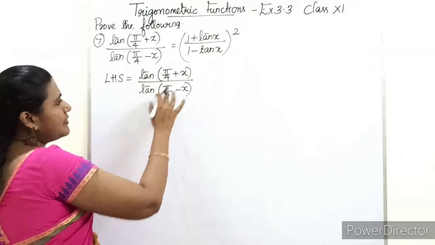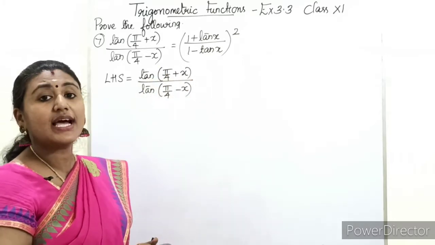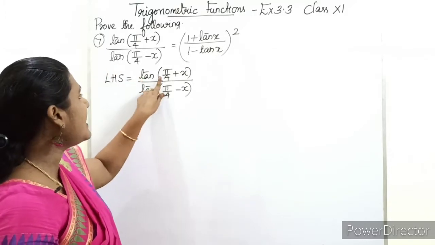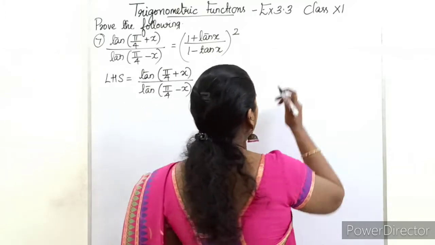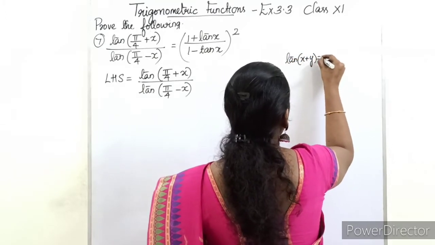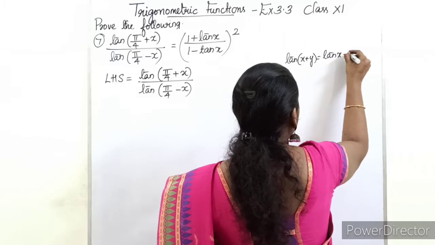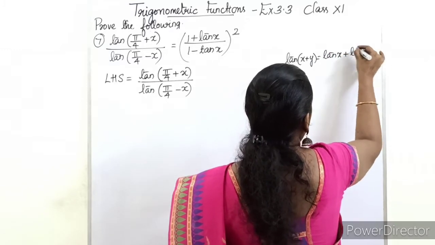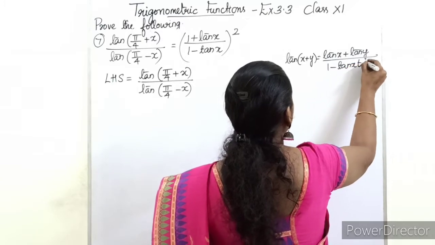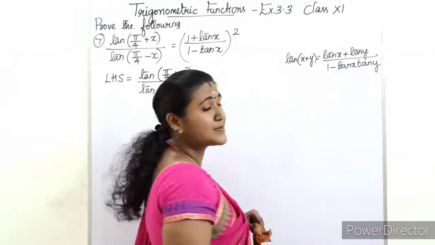So here we will use the identity. Which identity we will use? Both numerator and denominator. Tan(x plus y). So what is the formula for tan(x plus y)? Tan(x plus y) is equal to (tan x plus tan y) divided by (1 minus tan x tan y). So this is the formula for tan(x plus y).